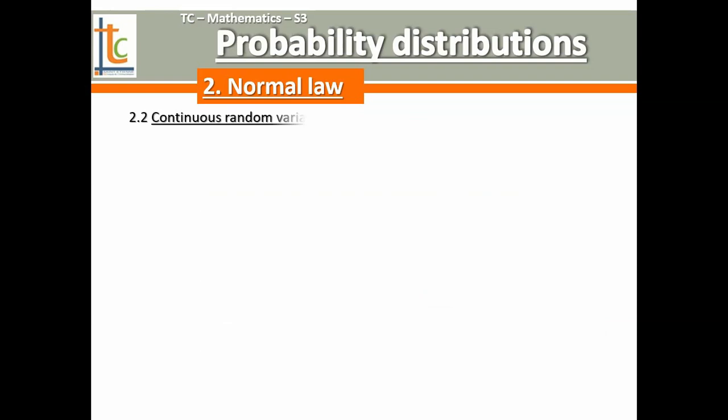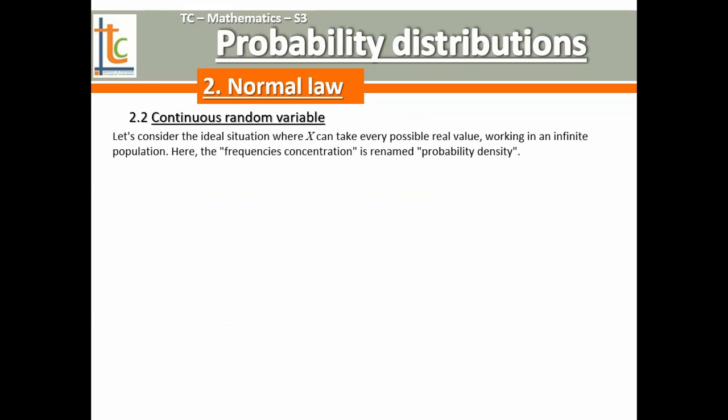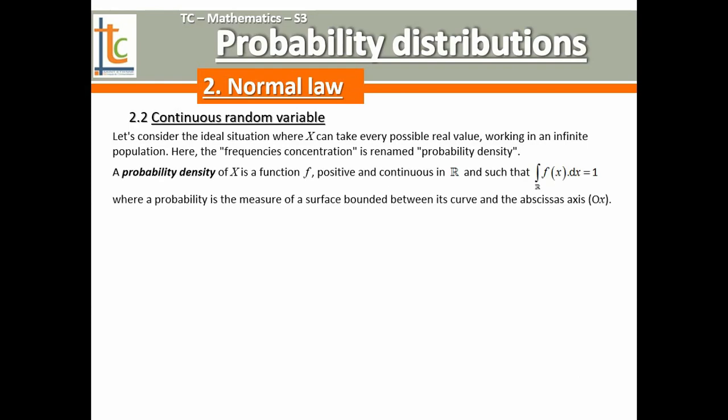So now, the continuous random variable can be described like that, and I'm reading with you this time. Let's consider the ideal situation where x can take every possible real value, working in an infinite population. So that was the case I tried to describe to you. Here, the frequency concentration is renamed probability density. So, okay, we already saw that.